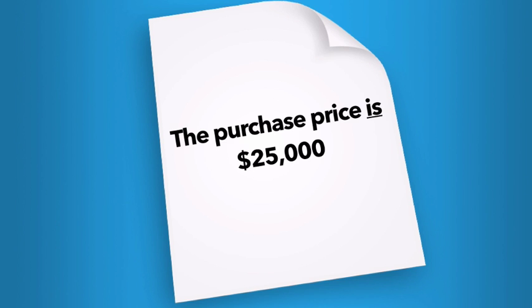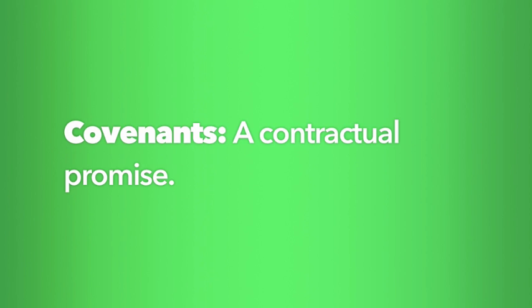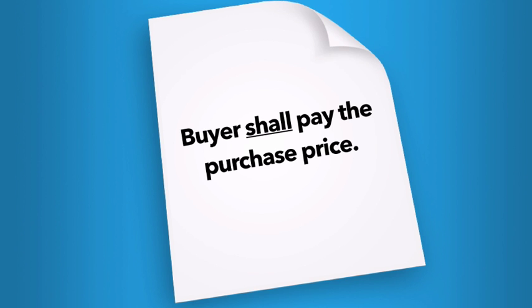To do that, the drafter would use a covenant. A covenant obligates a party to do or to refrain from doing something. It also creates a right to the obligated party's performance belonging to the other party. So in other words, a covenant is a contractual promise. A covenant is signaled by the use of shall. "Buyer shall pay the purchase price" is an example of a covenant.